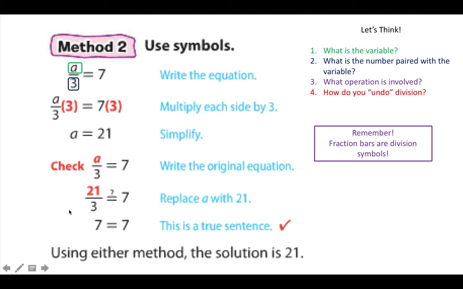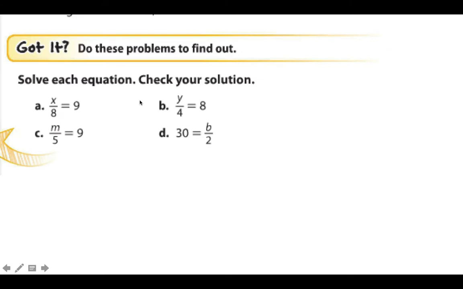And of course, if we wanted to check, we could take 21, replace it in the equation where A is, and see that 3 goes into 21 7 times, and that gives us a true statement. So using either method, the bar diagram or using the symbols, allows us to get the solution of 21. Try these on your own using either a bar diagram or the symbols. When I go over these with you, I'm going to use the symbols and show you how it works. Okay, let's see how you did. Well, I was supposed to say pause the video, so pause the video and try them. And then we'll see how you did.